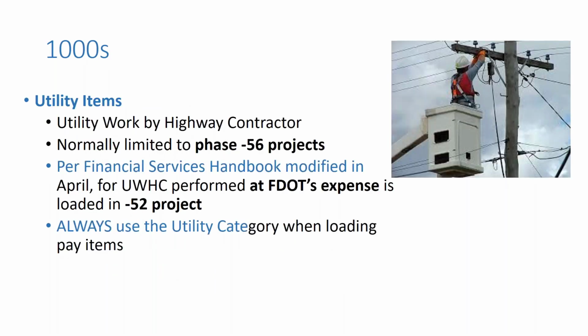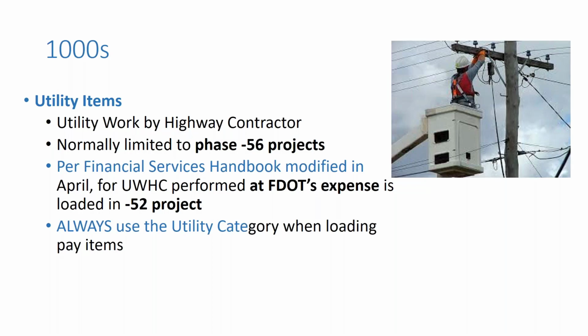Our final group of items is the 1000 series used by utilities. These are generally used for utility work by highway contractor. Normally we see those under phase 56 projects, but we did have some rule changes in which case utility work by highway contractor could be loaded under the phase 52 project.